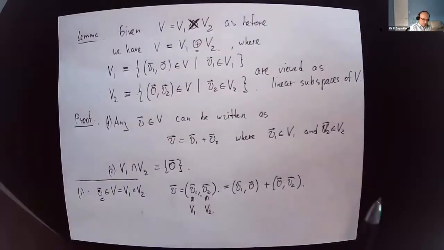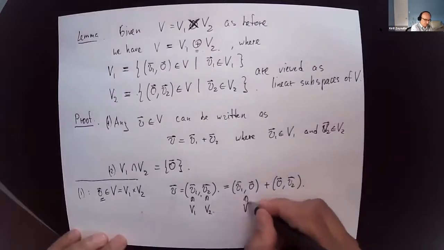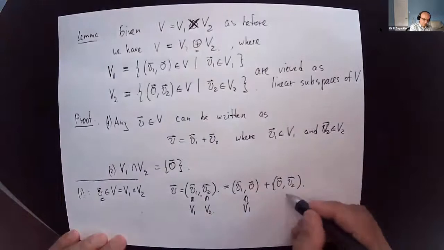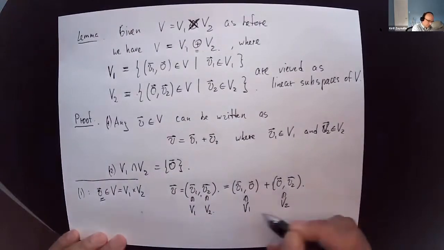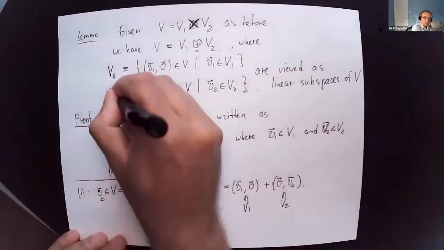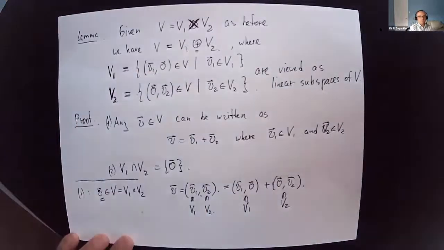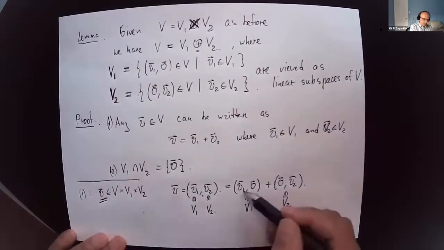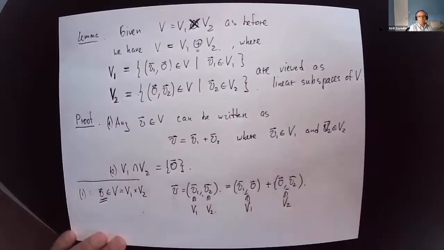And look, I mean, this is precisely V1, right? This is our V1 here. And this vector is taken from V2. So it's precisely taken from this V2 here. So meaning that again, I mean, we can just write down any vector as a sum of vectors from V1 and V2. So that's okay. So the first condition is verified.